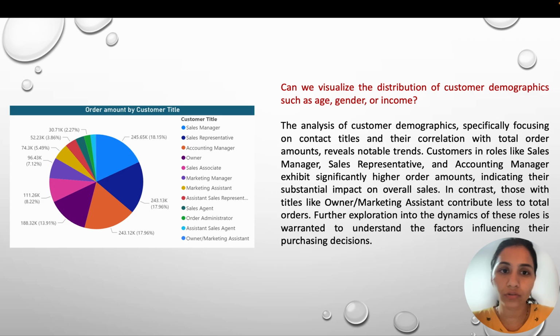Now, moving on to the third question of customer analysis. Can we visualize the distribution of customer demographics such as age, gender, or income? For this one, I have created a pie chart of order amount by customer title. From this pie chart, we observe that more than 50% of the sales is generated by the sales manager, sales representative, and accounting manager. So we can conclude that the high revenue generating customers are from these titles.